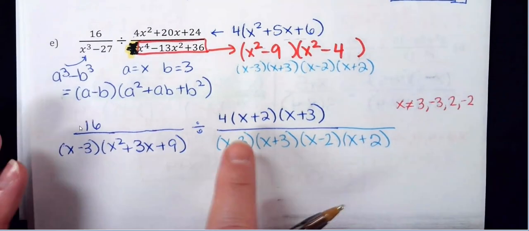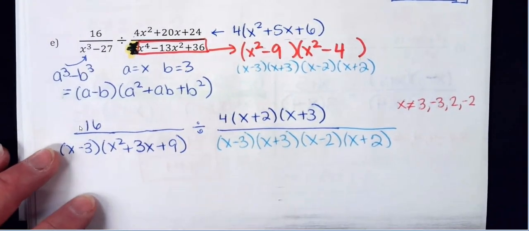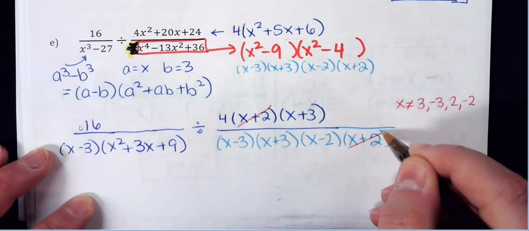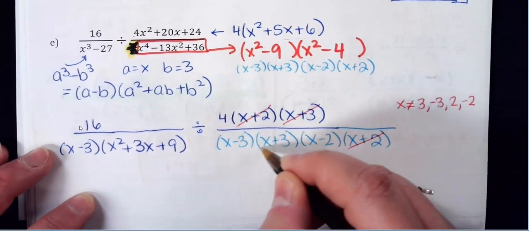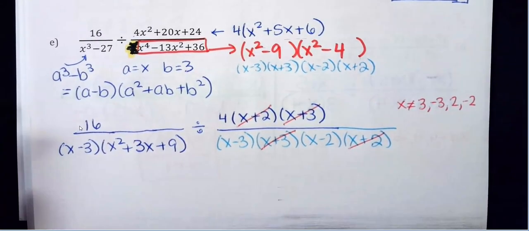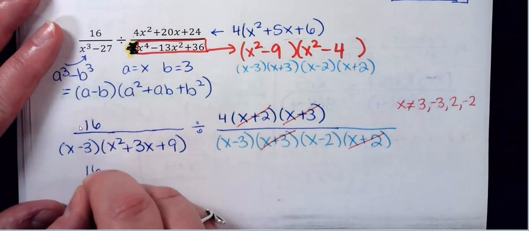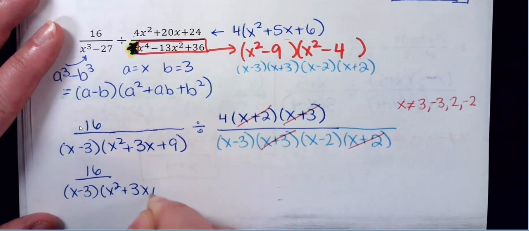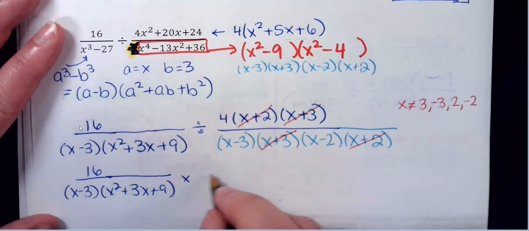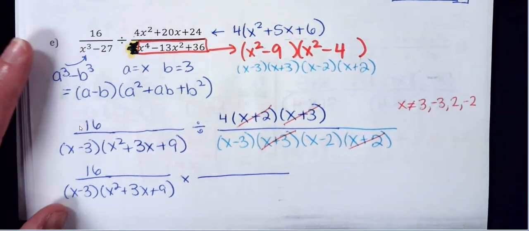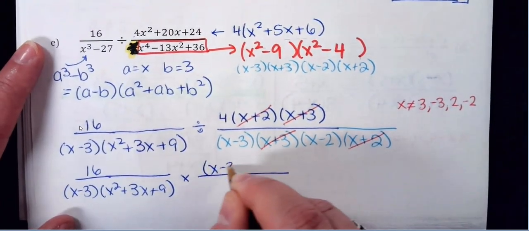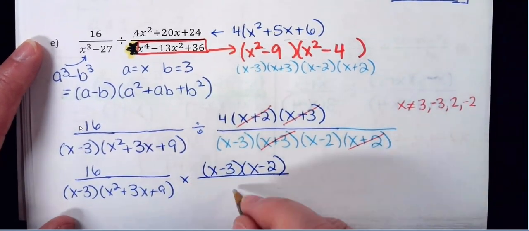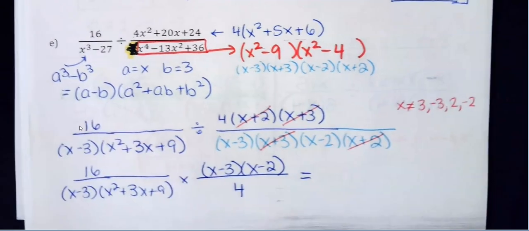Now, on the top of this fraction, when we flip it over, that is not going to introduce any new restrictions, so I'm not going to worry about that. I can actually cross some stuff out right here within this same fraction. And then I'm going to see what we can do with the rest of this. So I'm going to keep this, 16, x minus 3, x squared plus 3x plus 9. I'm going to change this to multiplication, and I'm going to flip over what I have left. So left on the bottom of this fraction here, I had an x minus 3, x minus 2. And left on the top, I just had a 4.